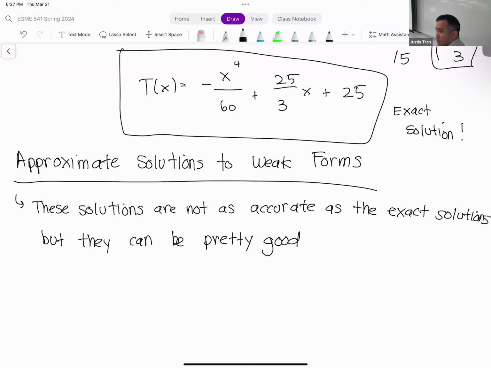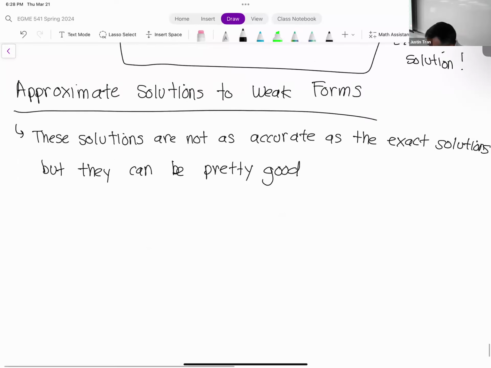And so in those cases, finding an approximate solution is actually really helpful, because then that lets you solve something. It may not be exact, but in a lot of cases, it's going to be pretty good. And if you refine your mesh enough and you do certain things, it's going to give you a really good solution. Okay, so how do these work? How do we find an approximate solution?